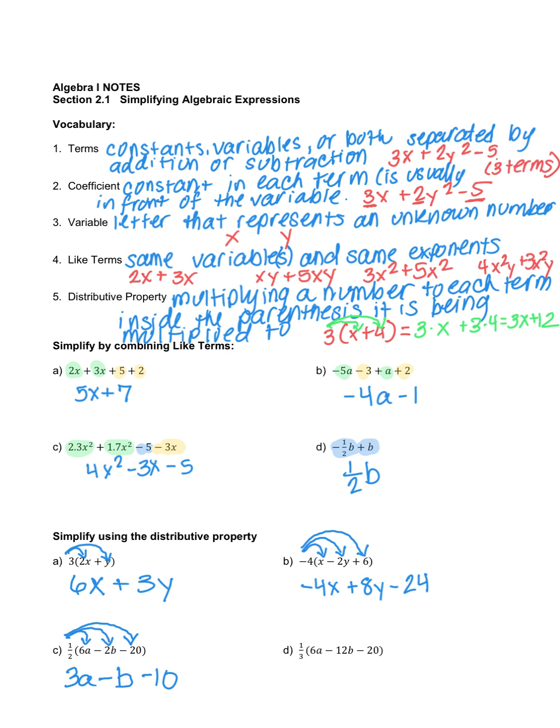Now we have 1/3 of 6a. Basically, 6 divided by 3 equals 2, so we have 2a. Then we distribute that 1/3 to that -12. Now we have -12 divided by 3 is -4b.